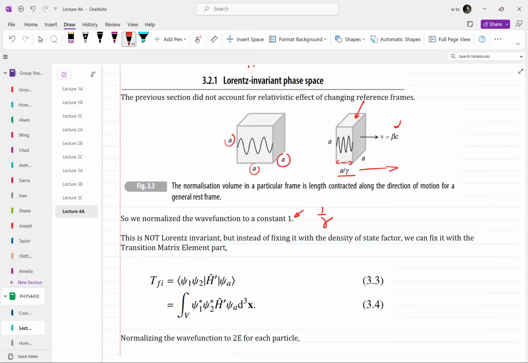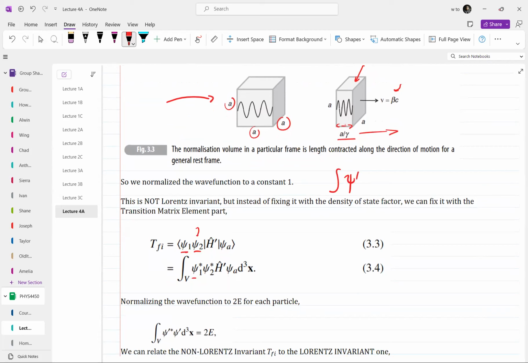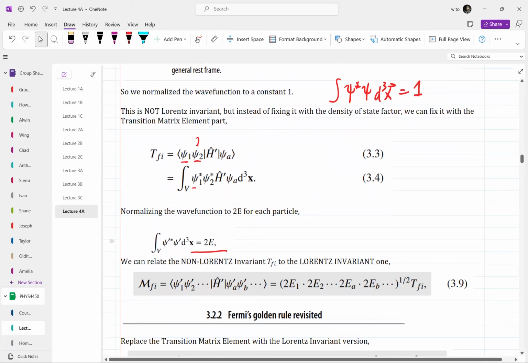But instead of trying to fix it with the density of state, because this part came from the density of state, we're going to fix it with the TFI stuff instead. So previously, what we did is we normalized the wave function so that psi star psi d3x is equal to 1. Now we change our mind. We're going to normalize it to 2 times the energy of that particular particle, whatever that is.